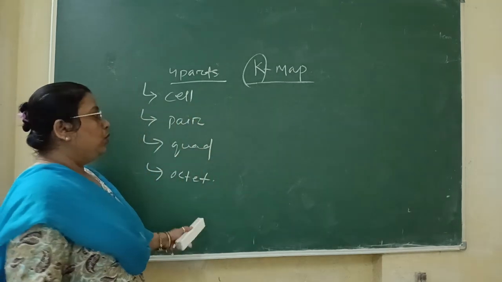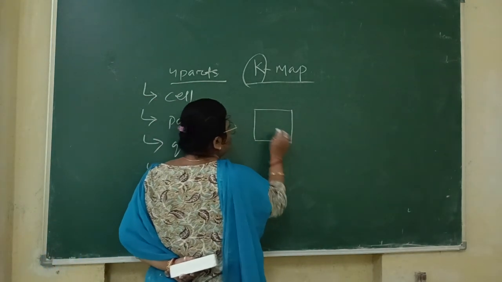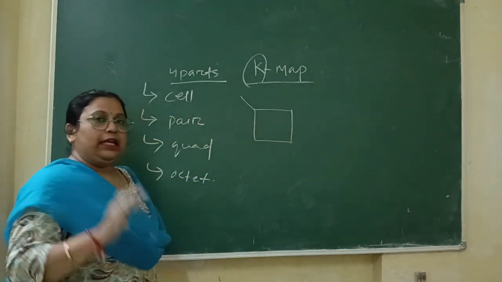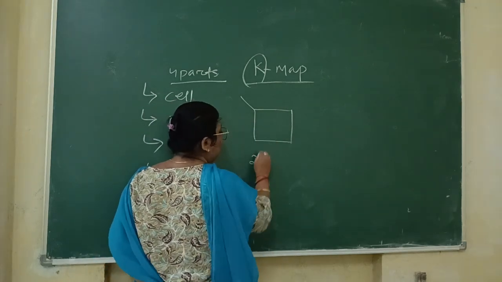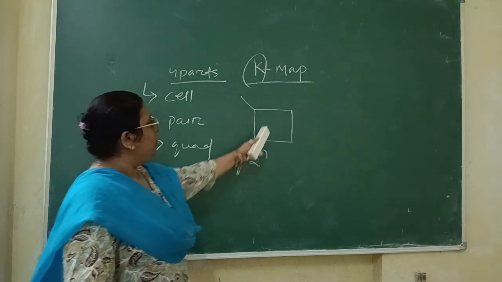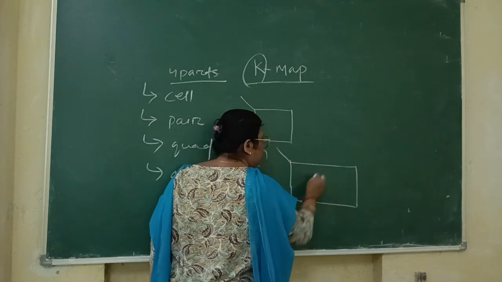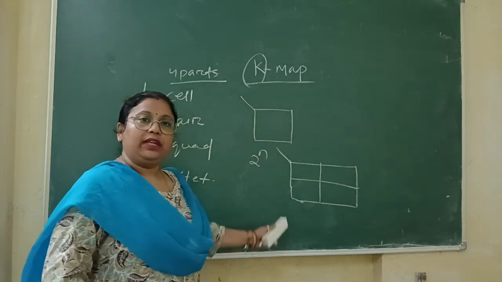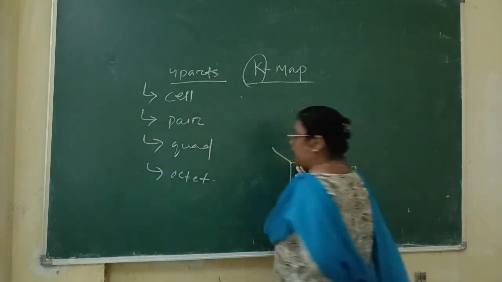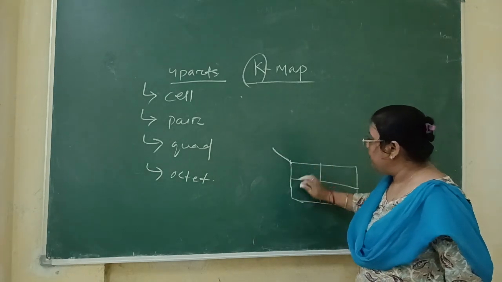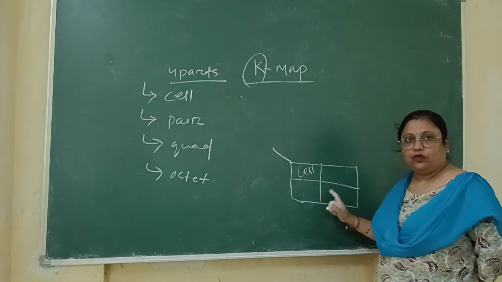What are these? For K-map we have to draw a square box. Each square box is divided into different parts, depending upon the formula 2 to the power n. Using this formula, we divide this square box or maybe a rectangular box into different smaller parts. It is known as K-map. Now see, the smallest part of the K-map is known as a cell. This is your cell. Cell 1, cell 2, cell 3, cell 4.